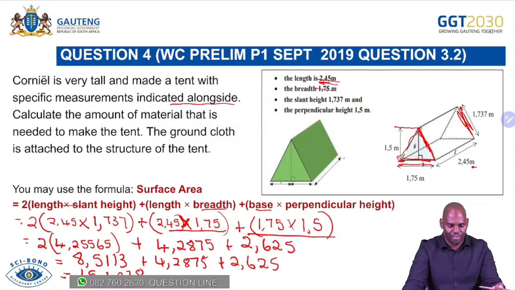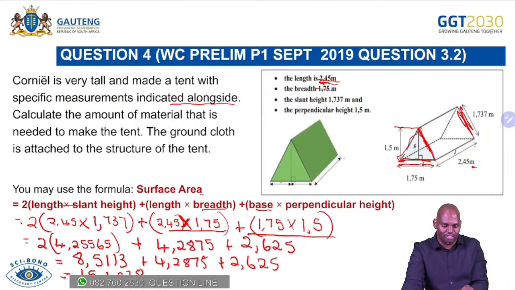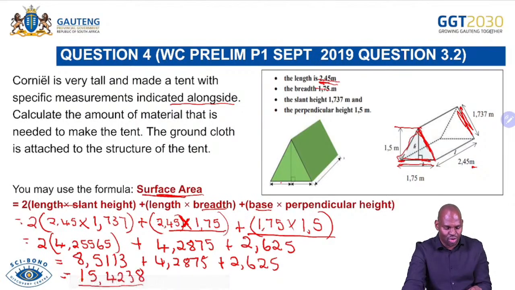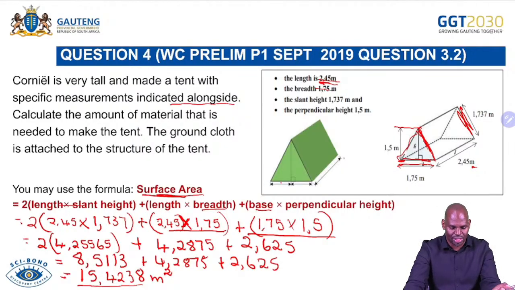Right, let's check if we have answered. The question was to calculate the amount of material that is needed. So for the amount of material, we had to use the formula that is given, surface area, and in the end we get 15,4238. Now what is our unit? What are we calculating here? Boys and girls, we are calculating an area. All the values there are given in meters. So therefore the answer is meter squared. So the answer is 15,4238.